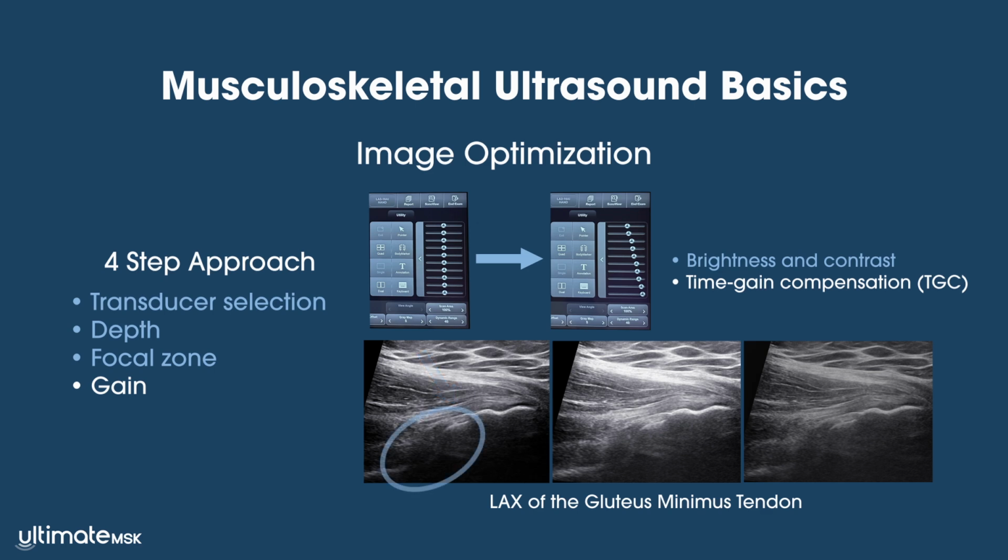However, if I wanted to improve visualization of the deeper anterior hip joint, turning up the gain would also brighten the more superficial structures, compromising their contrast, as shown in the middle image. Using time gain compensation, I can increase the gain at deeper levels without affecting the brightness of the superficial structures, thus better optimizing the image as shown in the image on the right.